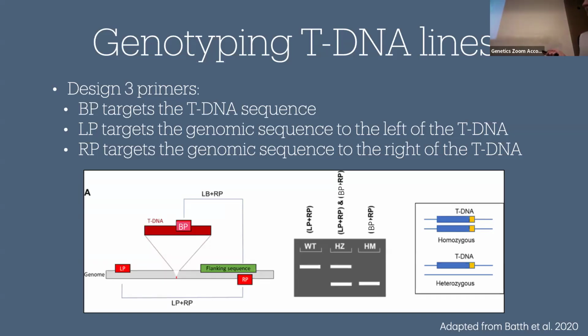If we get two bands, one band in each spot, we know that we have a heterozygote because we have one wild type band and one mutant T-DNA band. So you'll get something like that. And then if we only get a band from this border primer and this right primer, then we'll know that we have a homozygous mutant, or homozygous T-DNA knockout line. That's kind of what that looks like over there.